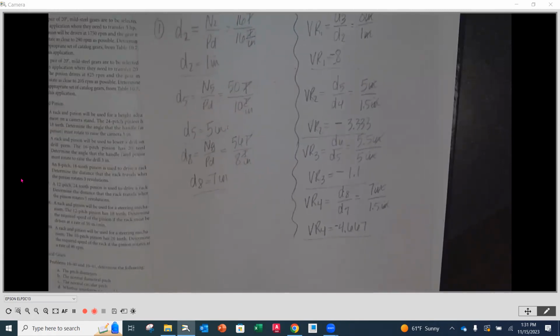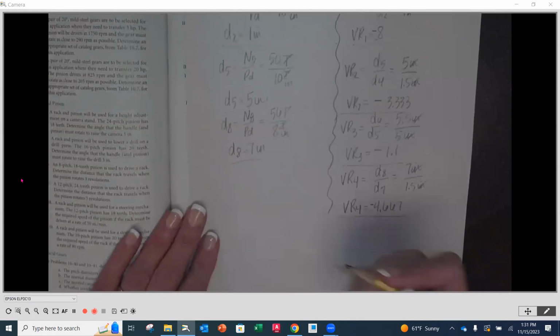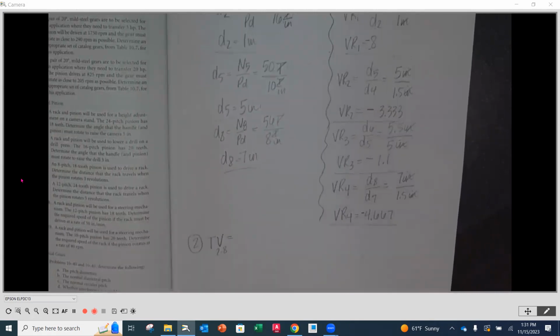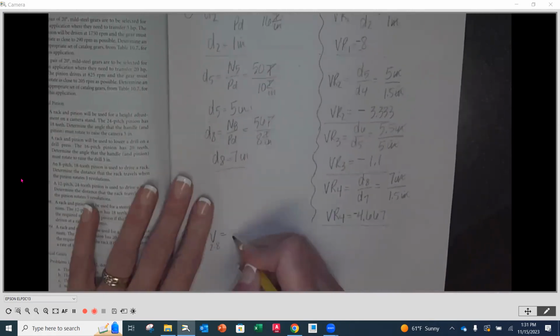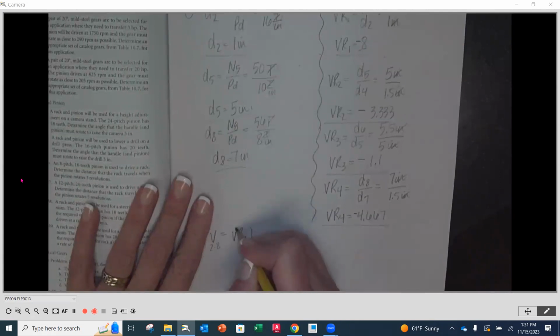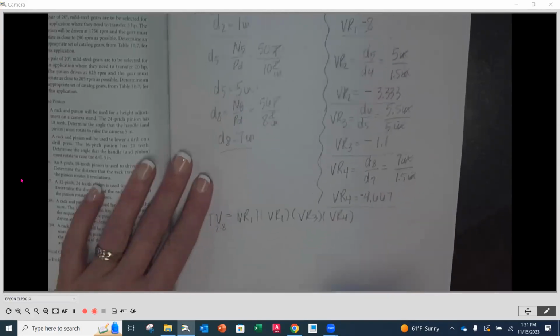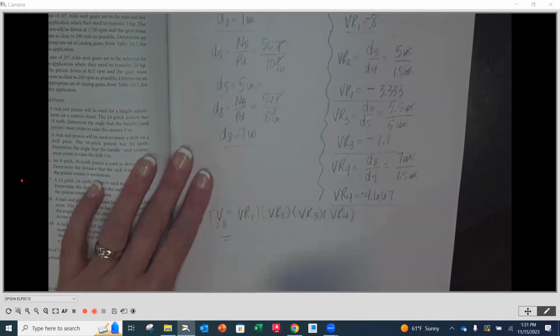Yeah, find our train value, exactly. So now step number 2 is going to be, what is our train value from 2 to 8? Okay, train value of 2 to 8. So we're going to take this first velocity ratio, number 1, times the velocity ratio number 2, velocity ratio number 3, and the velocity ratio number 4. Okay, and then we'll put their values in, including the negative this time.